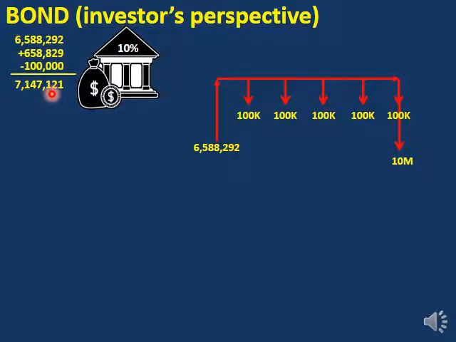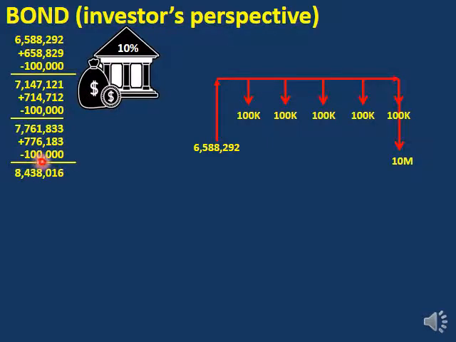After a year from this period, this amount of money will earn 10%. And then the investor withdraws 100,000, leaving an amount of 7,761,833. The money again will earn 10%, and at the same time we withdraw 100,000, leaving an amount of 8,438,016 in that bank.